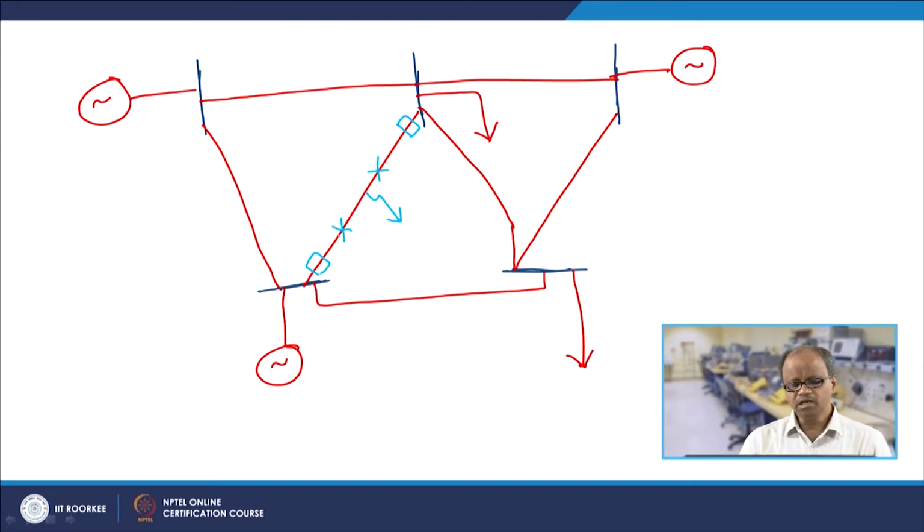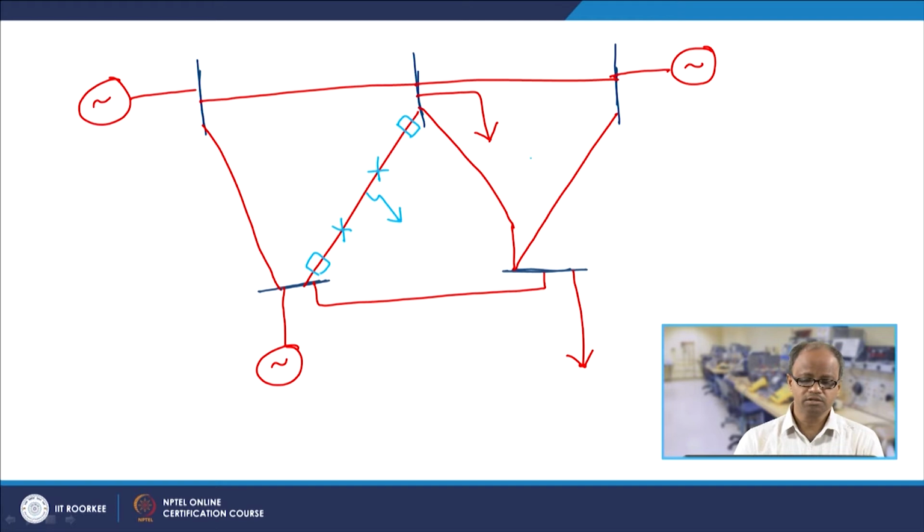Now, when this line is gone, what will happen? The same load will have to be supplied by these generators. So there will be a redistribution of power flow as well as the current flow over all these lines. All these remaining line currents will have some new values of real and reactive power flow as well as the current flow.